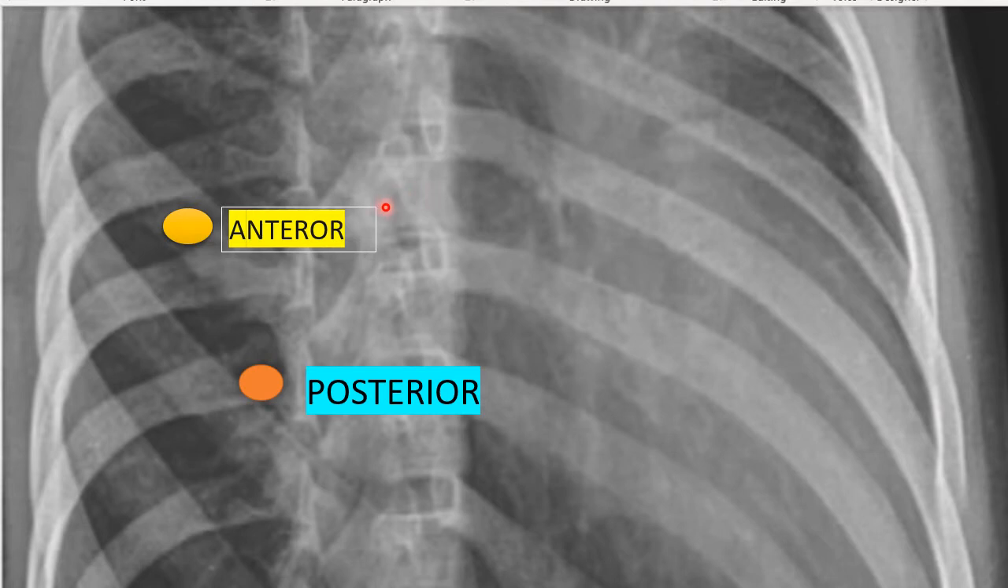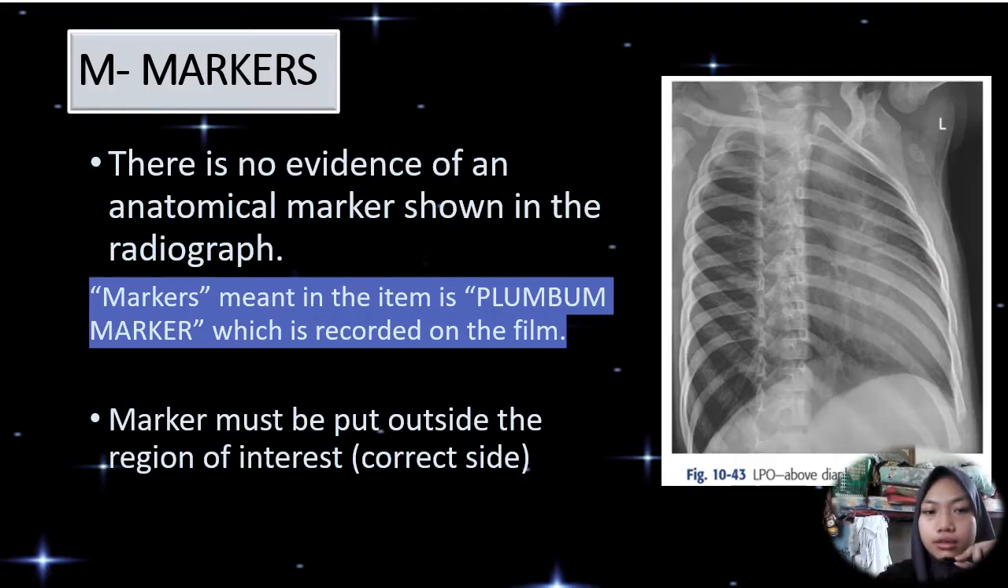Okay, this is the picture of the oblique rib. This is the anterior and this is the posterior rib. And for markers, in this radiograph, this is not the lumbar marker, so there is no evidence of an anatomical marker shown in the radiograph. The marker must be put outside the region of interest on the correct side, at the right or left side.